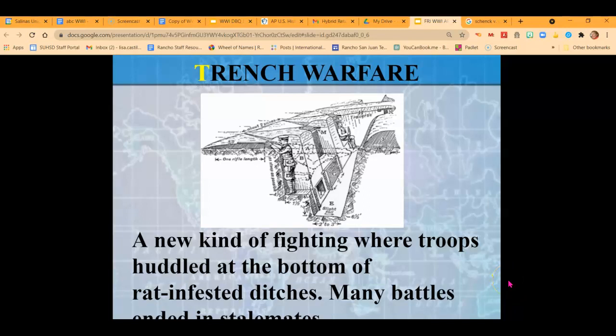T is for trench warfare. Trench warfare is a new type of warfare. We talked about it last year, where they literally dug into the ground and built stuff down in there. That way they wouldn't get shot. And they lived in the trenches, the muddy, rat-infested trenches for months at a time. And because of those trenches, a lot of the battles ended up ending in stalemates, and there wasn't a whole lot of land lost or won by either side.